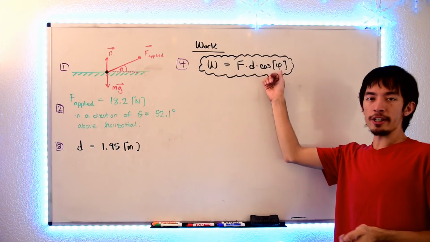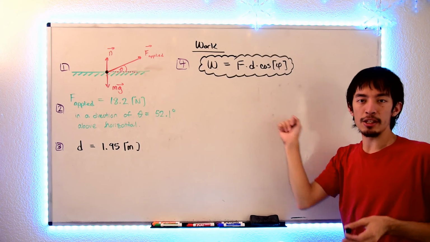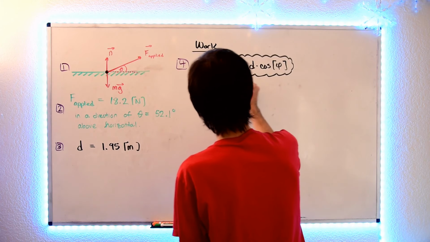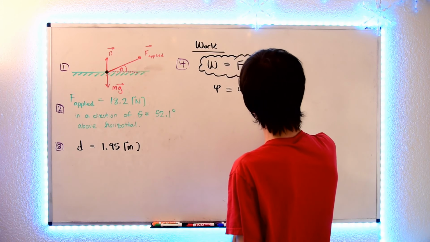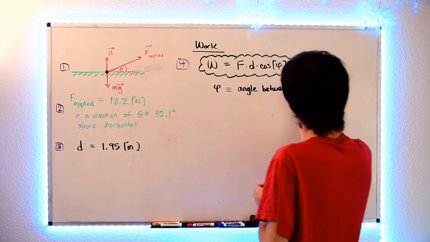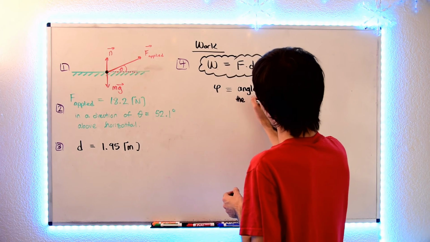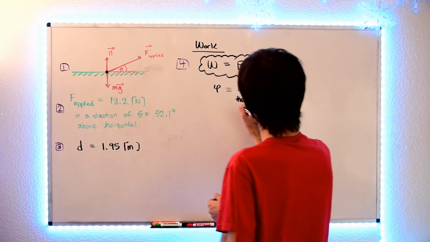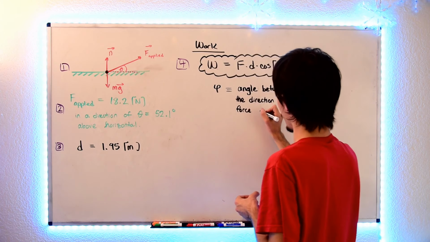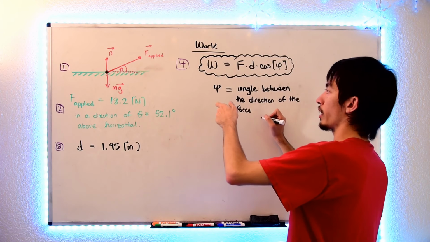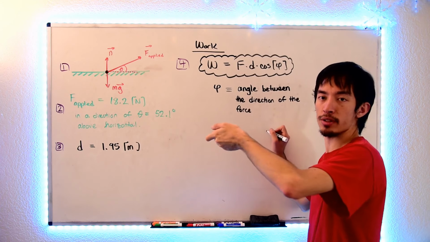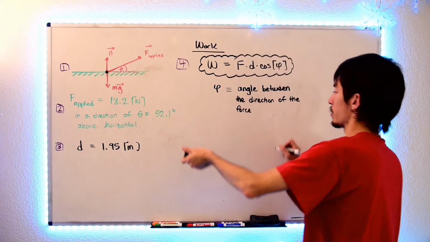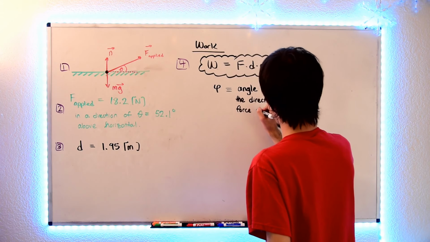The angle in this equation is not always the angle given in the problem. The definition of this angle, call it phi, is the angle between the direction of the force in question. So in this case, we're finding the work done by the applied force. So that means we would use the applied force. But whatever the force we're questioning is.